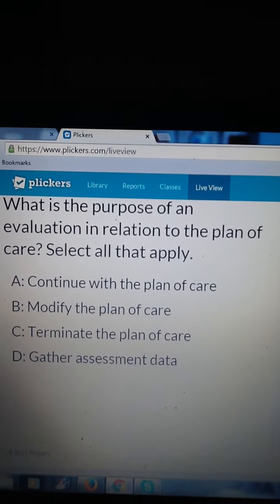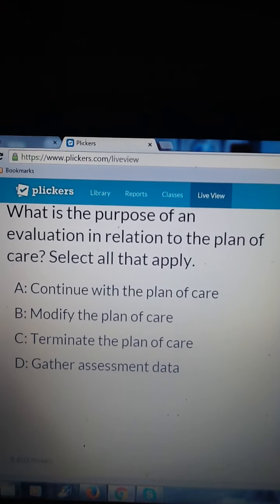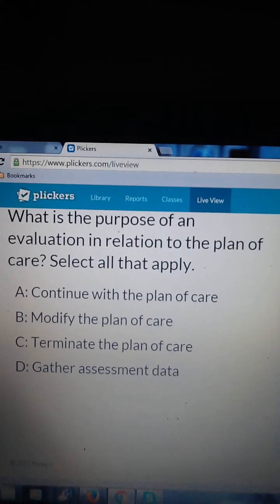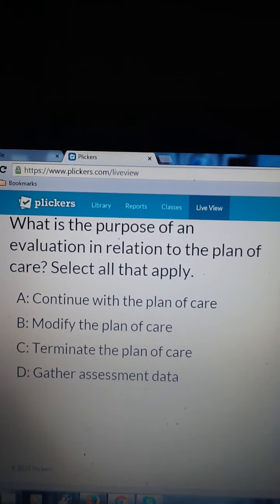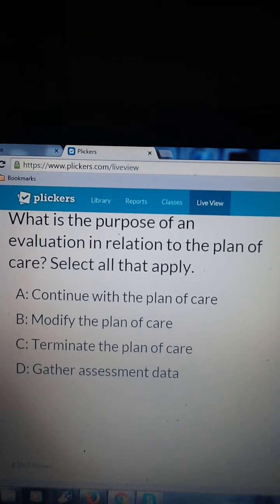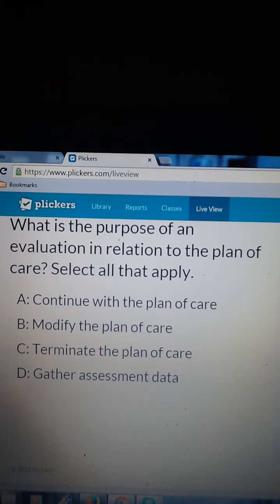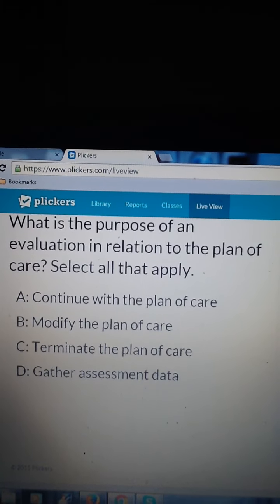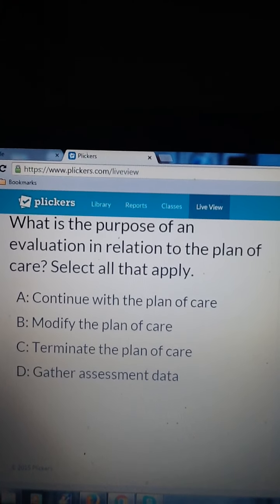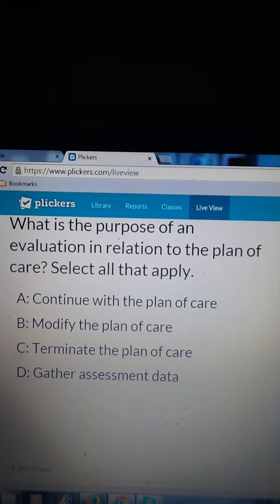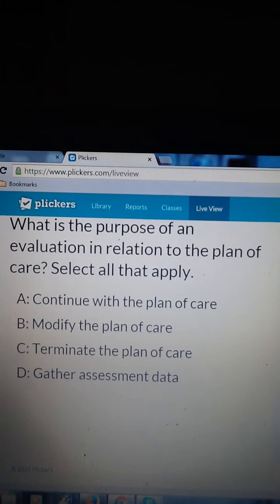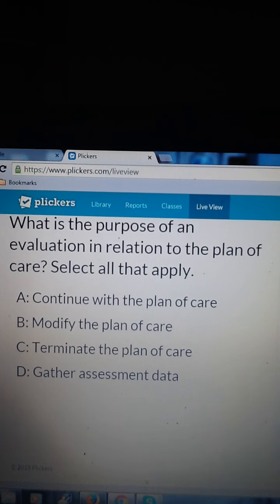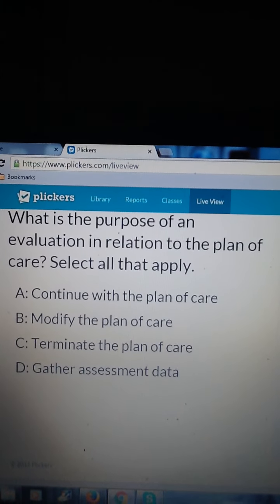What is the purpose of an evaluation in relation to the plan of care? Select all that apply. So is the purpose of an evaluation to continue with the plan of care? To modify the plan of care? To terminate the plan of care? To gather assessment data? So in this case, A, B, and C are correct. The purpose of an evaluation is to figure out, in relation to the plan of care, should you continue it? Should you modify it? Should you terminate it? Right?